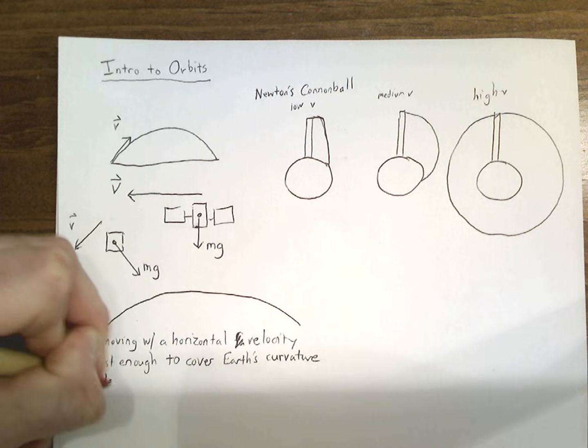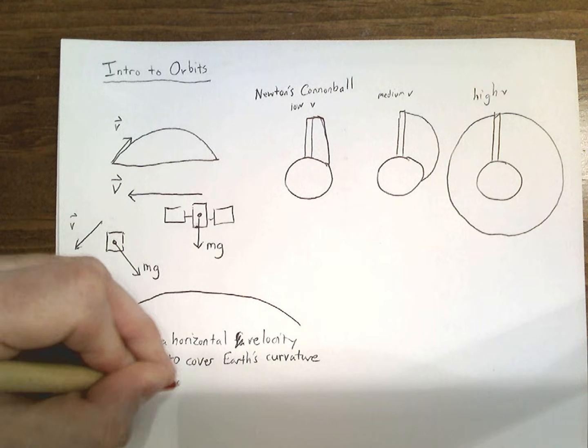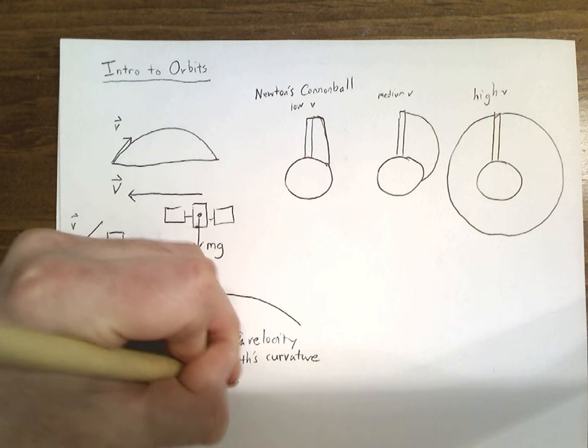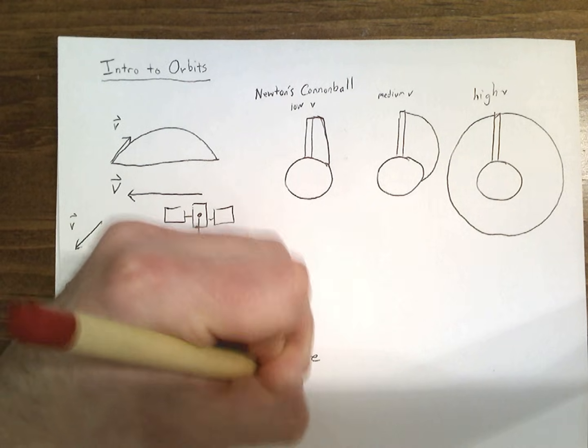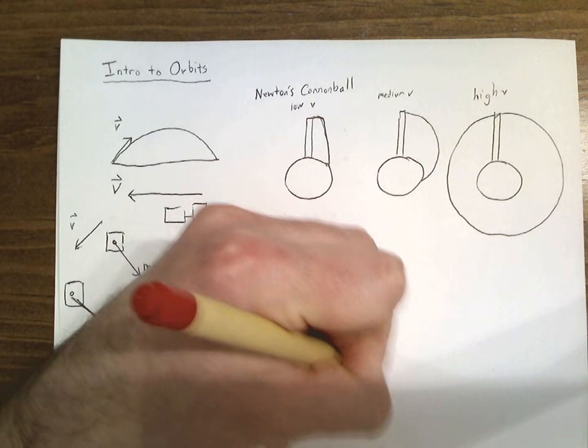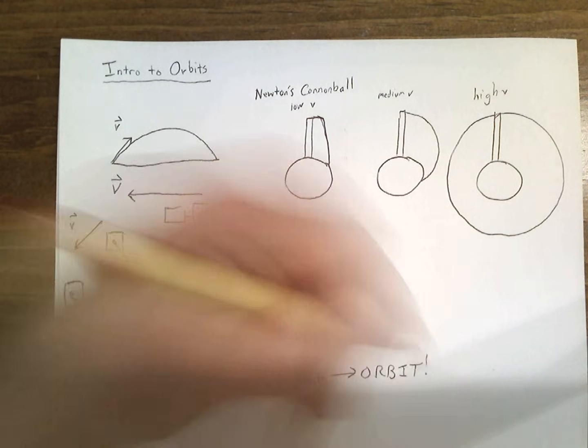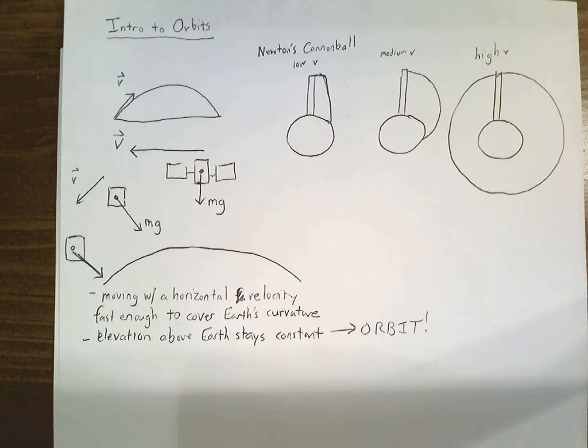So elevation above the Earth is maintained. It stays constant, and that is what we call an orbit. So now that we know how an orbit works, all you're doing is moving fast enough to go around the Earth, changing where gravity is pulling you down towards. We can start to think about how to predict how fast you actually have to go to maintain this orbit, and other aspects of how things move once they are in this gravitational influence.